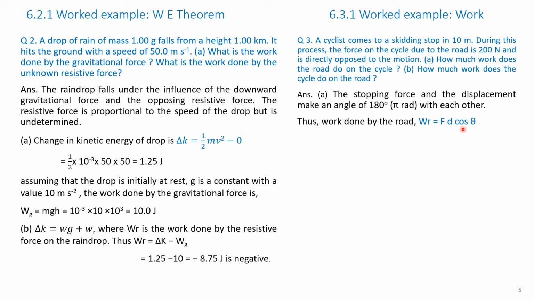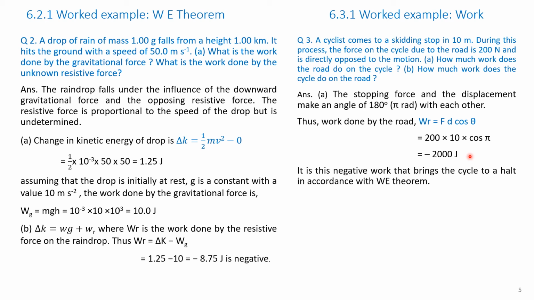Therefore, the work done by the road is Wr equal to F into d into cos theta. That is equal to, force is given as 200 newtons, into d is 10 meters, into cos of pi. Cos pi is minus 1. Therefore, that is equal to 200 into minus 1 into 10, that is minus 2000 joules. This negative work that brings the cycle to a halt is in accordance with the work energy theorem.